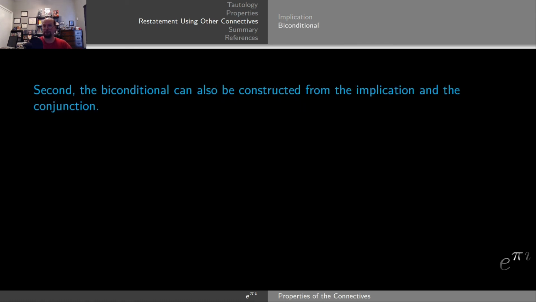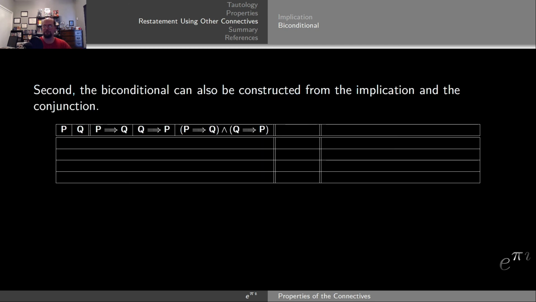Second, the biconditional can also be constructed from the implication and the conjunction. Specifically, let's take P and Q as being members of this biconditional and consider P implies Q, Q implies P, and the conjunction of the two. So, true implies true is true, but true implies true is also true. Conjunction of those gives true. True implies false is false, but false implies true is true.